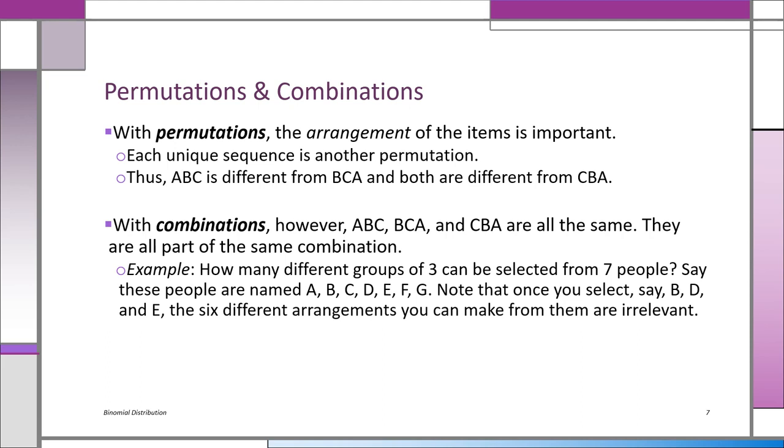So let's see how this works. For example, if I ask you how many different groups of three can be selected from 7 people? Let's call the people A, B, C, D, E, F, G. There's 7 people. And now once you select B, D, and E, the fact that they can be arranged 6 different ways, BDE, EDB, BED, it doesn't matter. It's all irrelevant. It's the same 3. So obviously you can get a smaller number. Okay, so that's the difference between a permutation and a combination. Note you have both keys on your calculator, you can do an nPr or nCr.